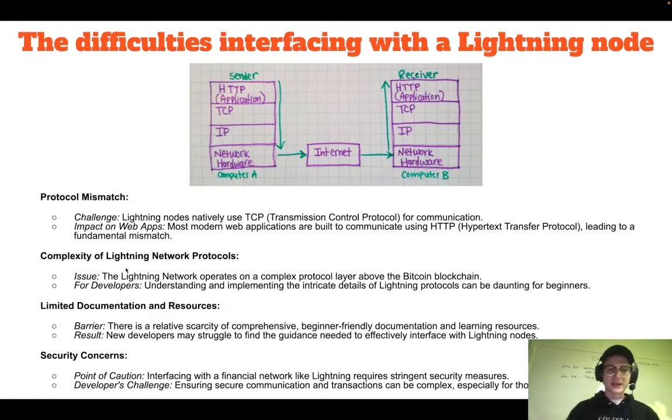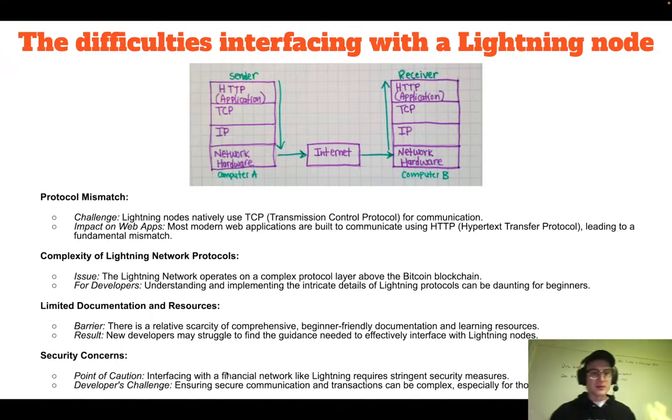The complexity of the Lightning Network protocols is something that overwhelms people when they're getting started. They feel like they need to fully understand the Lightning protocol in order to start calling methods on the Lightning node, and that's not necessarily true. Limited documentation or resources is less true. There are a lot better resources, even just in the last few years. But it's still something like, how does the new person find it? If you just go Googling about Lightning, you might not find the best developer resources, especially to get started. And there are security implications.